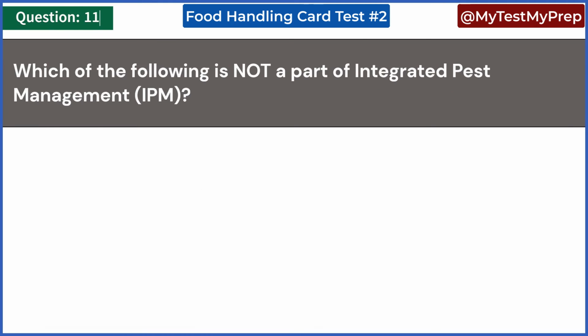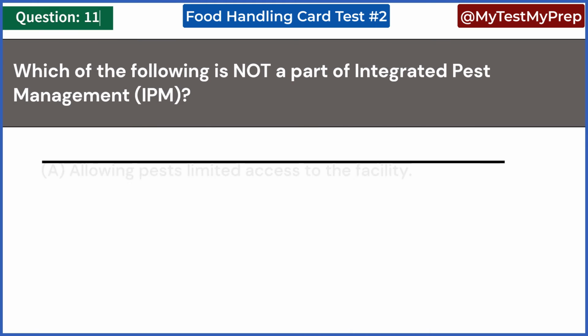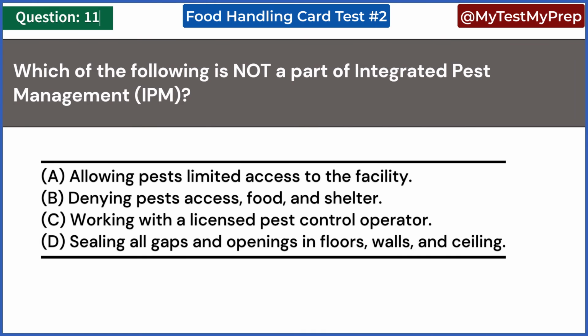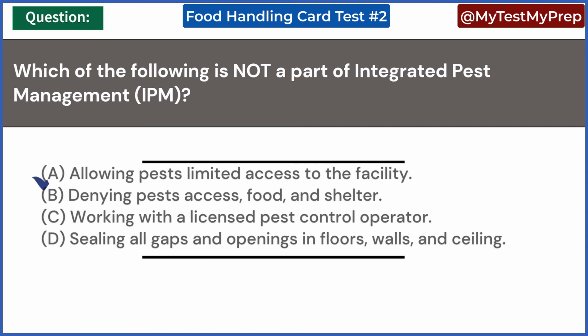Which of the following is not a part of Integrated Pest Management, IPM? A. Allowing pests limited access to the facility. B. Denying pests access, food, and shelter. C. Working with a licensed pest control operator. D. Sealing all gaps and openings in floors, walls, and ceiling. Answer A. Allowing pests limited access to the facility.